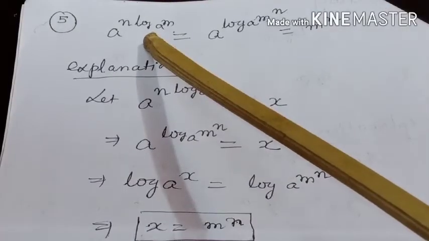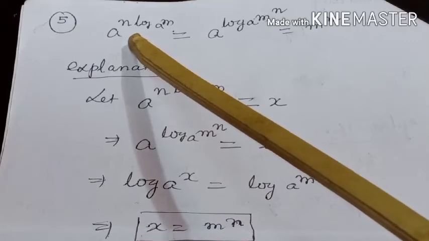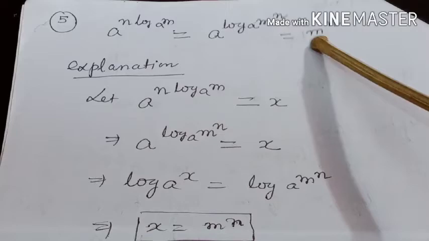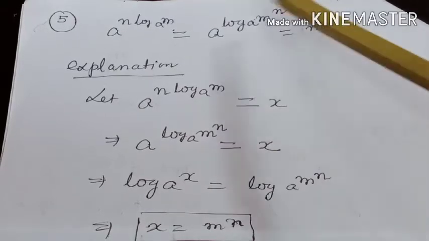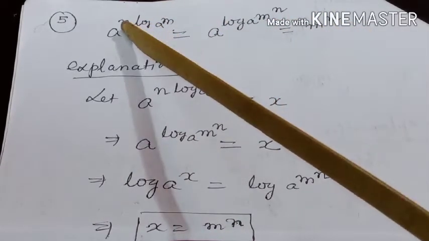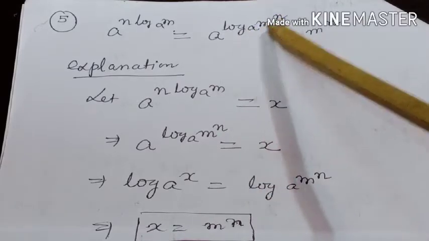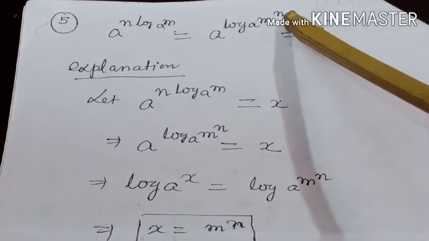We are going to learn one more fact, the fifth fact. It is given a to the power n log m to the base a. Its result is always m to the power n. But before that, what we'll do is this n will be shifted here, so it will become a to the power log m to the base a, the whole to the power n. For that, I'm going to give you an explanation.